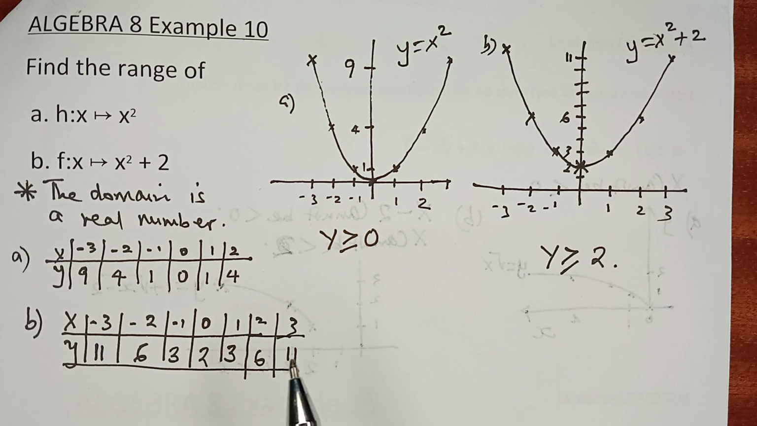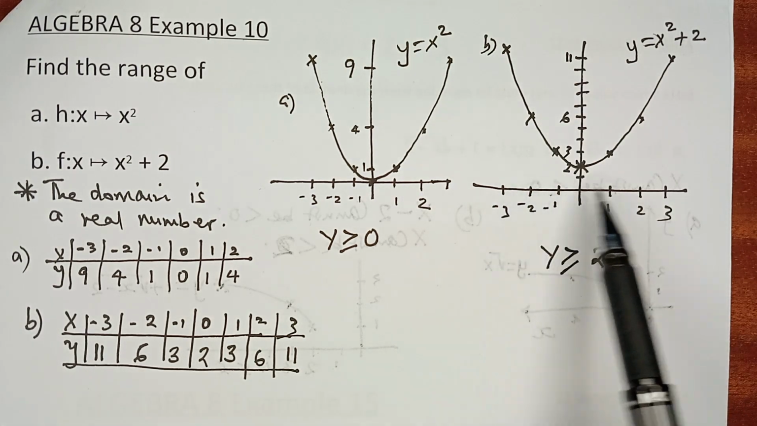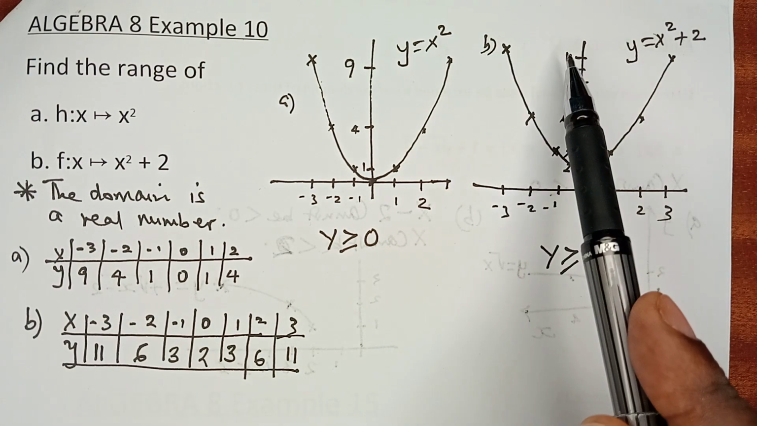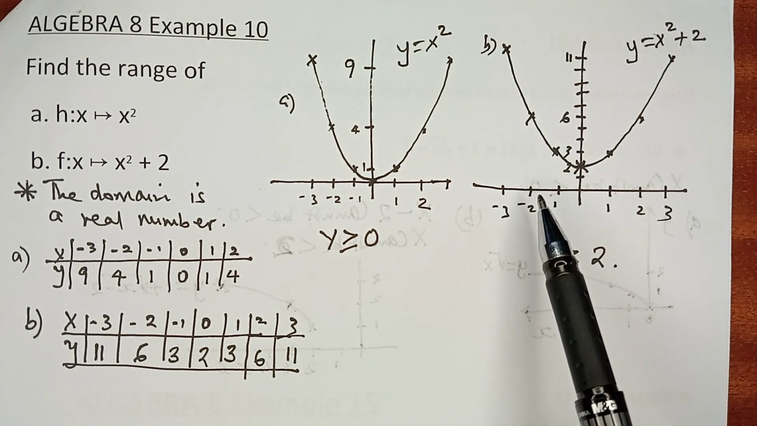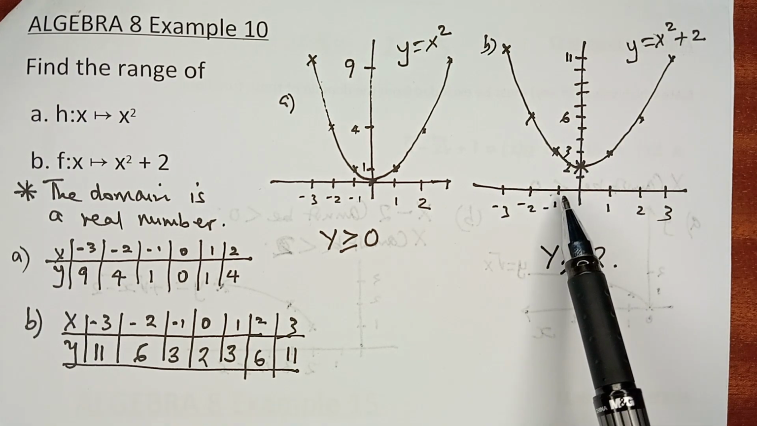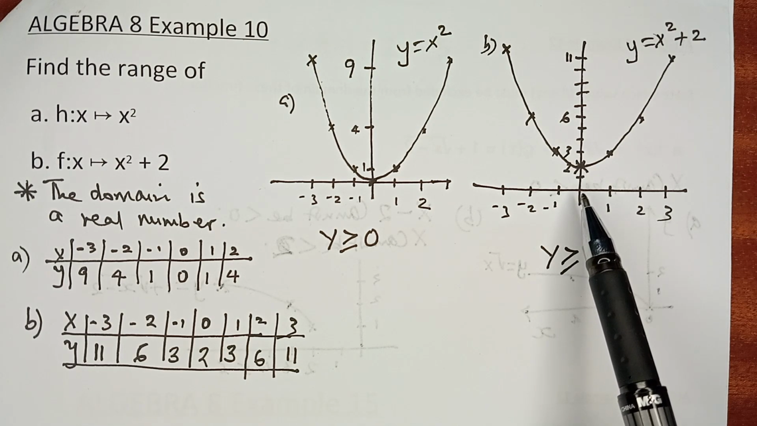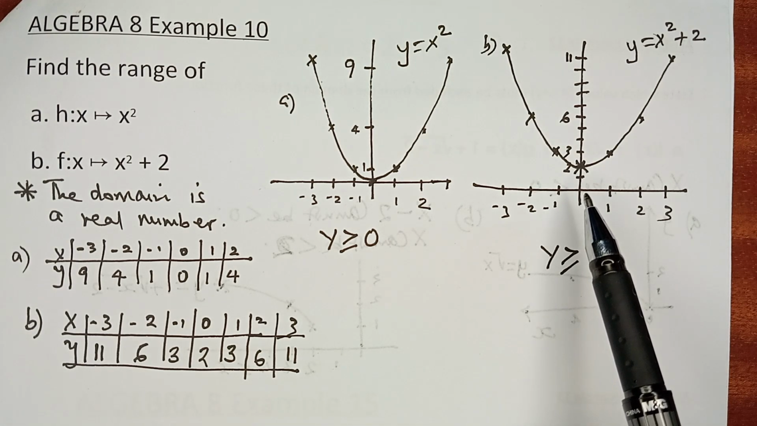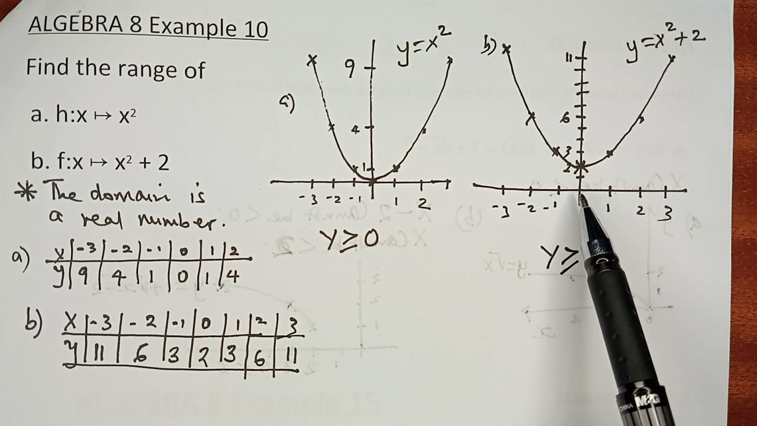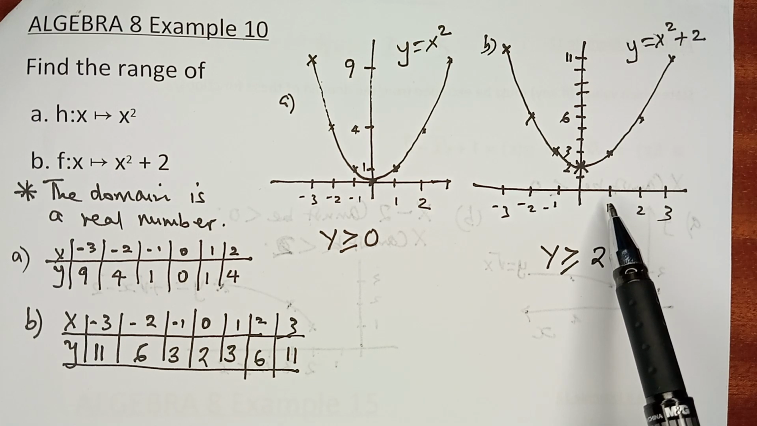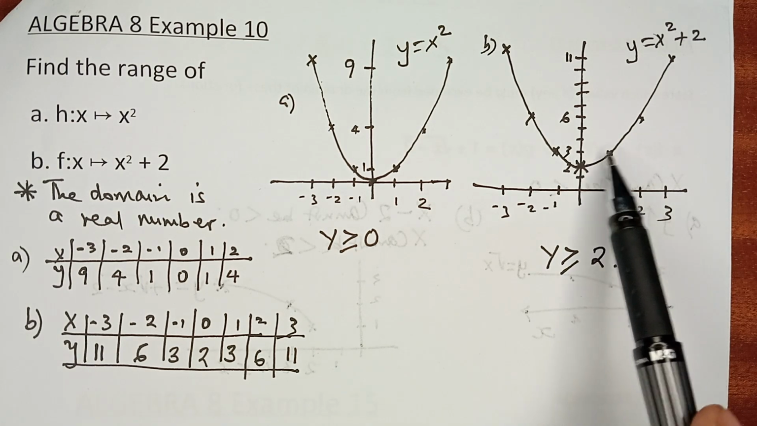Plotting a graph of this, we come here. This is the x-axis, y-axis. When x is -3, y is 11. When x is -2, y is 6. When x is -1, y is 3. When x is 0, y is not 0 this time round, even when 0 squared is 0, but we are always adding 2 to the squared number. 0 plus 2 is 2, so y is 2. When x is 1, 1 squared is 1, plus 2, y becomes 3.